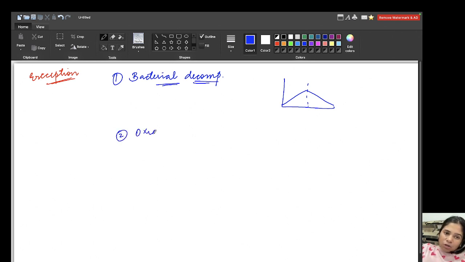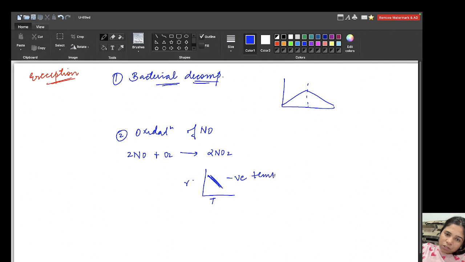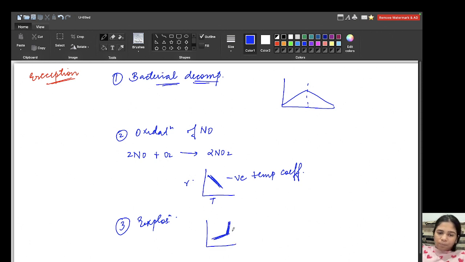Second thing is oxidation of NO. We have the reaction 2NO plus O2 giving 2NO2. Now when we look at rate and temperature, its rate is actually decreasing. We are getting a negative temperature coefficient, which we don't usually get, right? Because it shows that as temperature is increasing, the rate is decreasing. So oxidation of NO is an example. Next is explosion. You must have seen the rate increases suddenly, right? It doesn't happen gradually. So these are the 3 examples of exceptions.